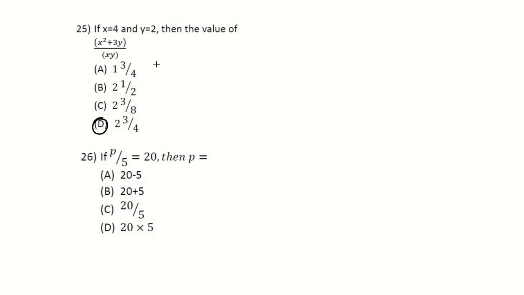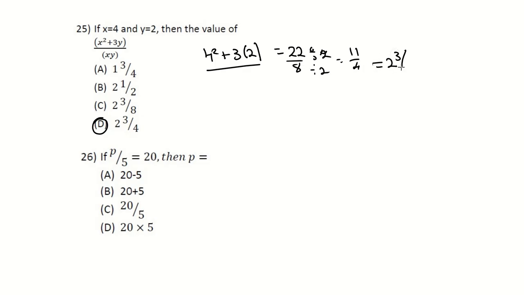If I'm not mistaken, it would have been 4 squared plus 3 by 2, which is 6, which is 22 over 4 2s are 8. This is divisible by 2. Divisible by 2, you're going to get 11 over 4, which is 2 and 3 over 4. And that is the answer for this one.